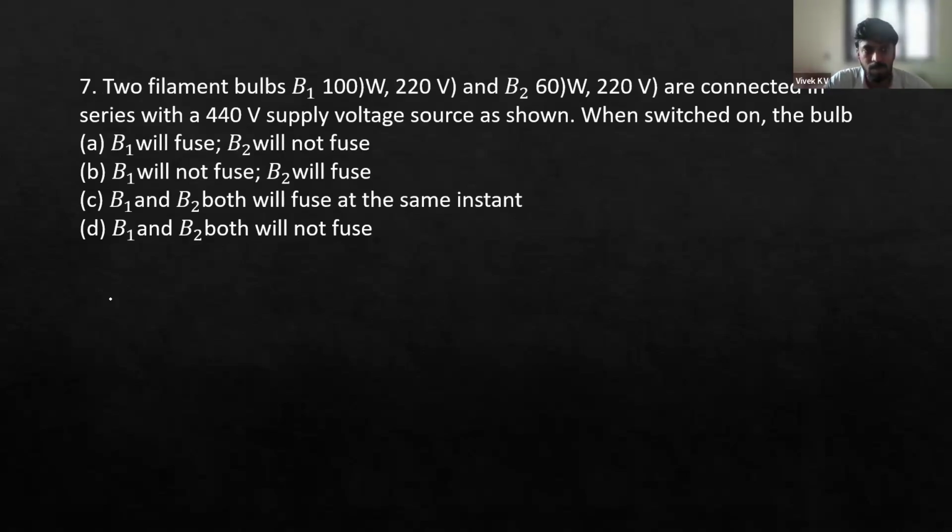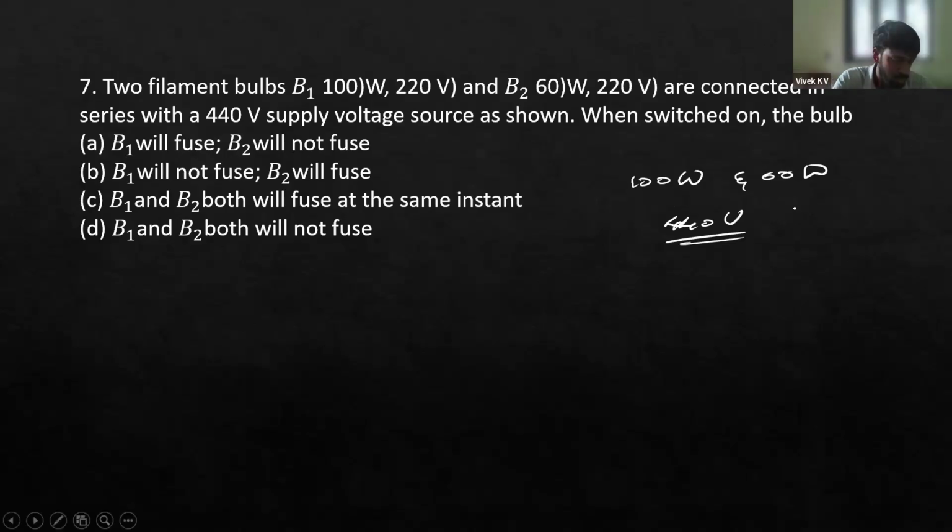We have two filament bulbs, B1, which is 100 watt and 220 volt, and B2, another bulb, which is 60 watt. So there is a 100 watt and a 60 watt bulb connected in series across a 440 volt power supply as shown. When switched on, what happens?